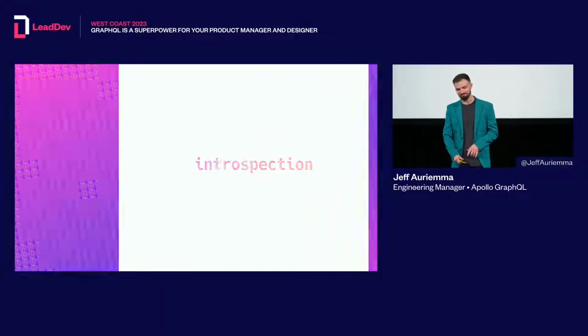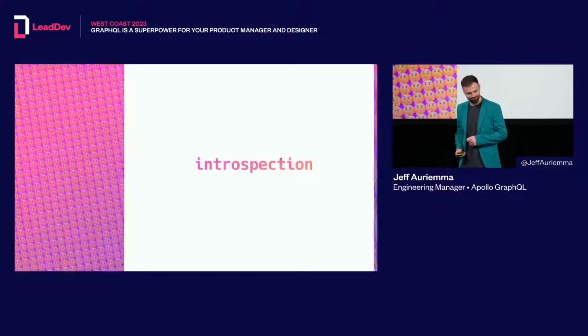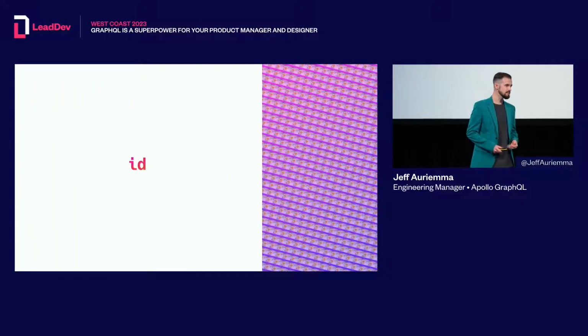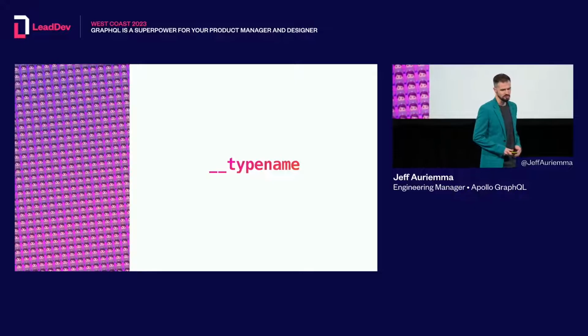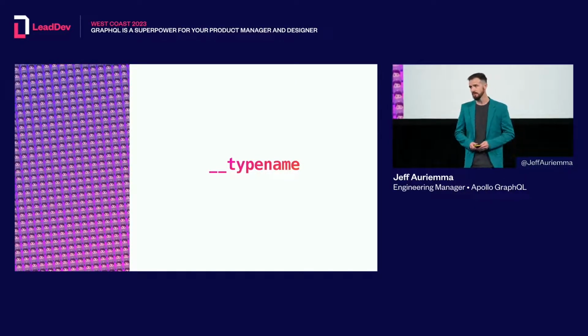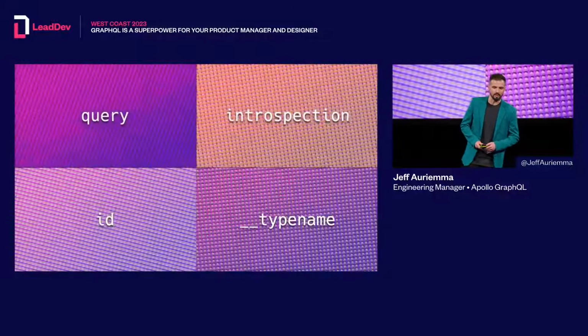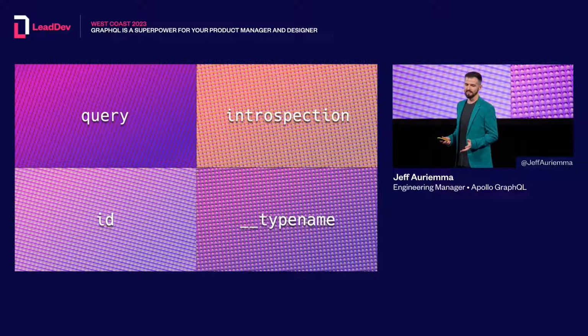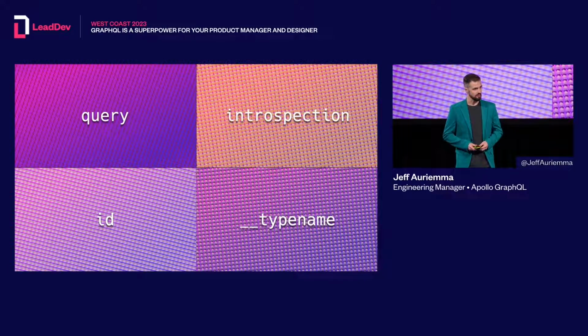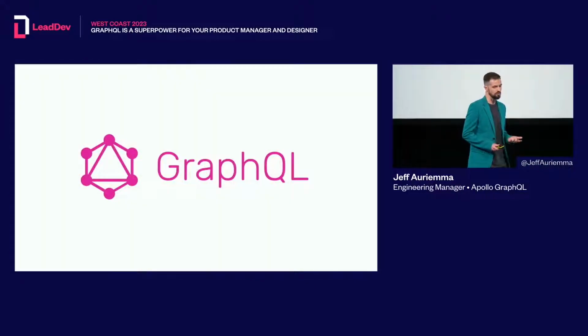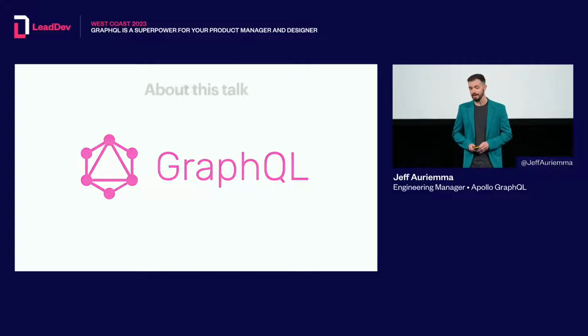So let's get right to it. Query, introspection, ID, and underscore type name, which the dictionary defines as probably a typo. These are 4 key concepts that give superpowers to product managers and designers, and they're part of a technology called GraphQL. GraphQL is an open source query language for your API.